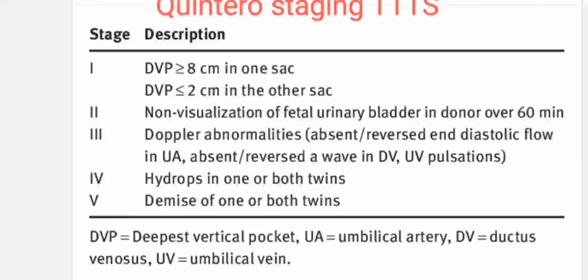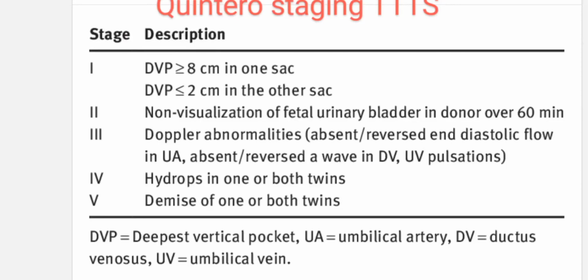Then is the Quintero staging of TTTS, that is twin-twin transfusion syndrome. In the Quintero staging, stage 1 is DVP more than 8 centimeters in one sac and DVP less than 2 centimeters in the other sac. Means one will have polyhydramnios and the other will have oligohydramnios.